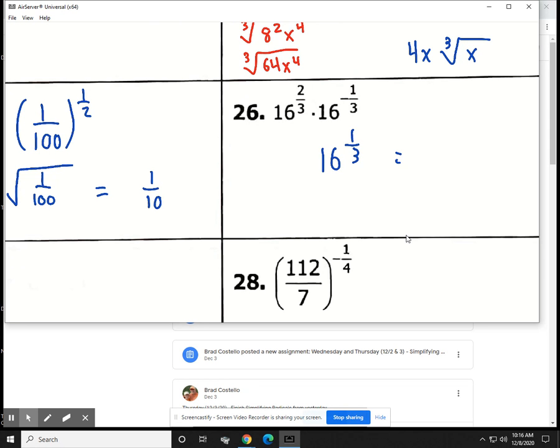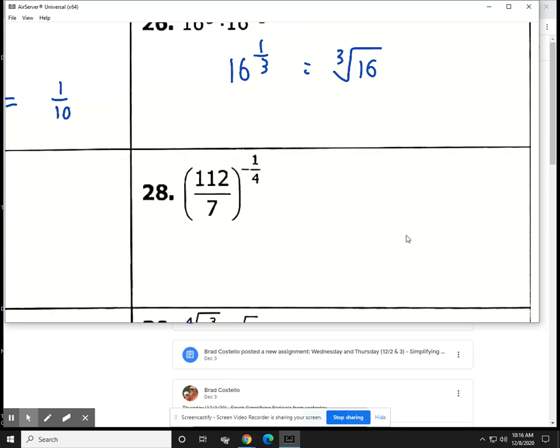This is just going to be the cube root of 16. And of course, 16 is not a perfect cube, but we've already had this one before. 8 is, and it goes in there twice. So the cube root of 8 becomes a 2 times the cube root of 2. Okay? So I know I did that one real fast, but we've seen that before.